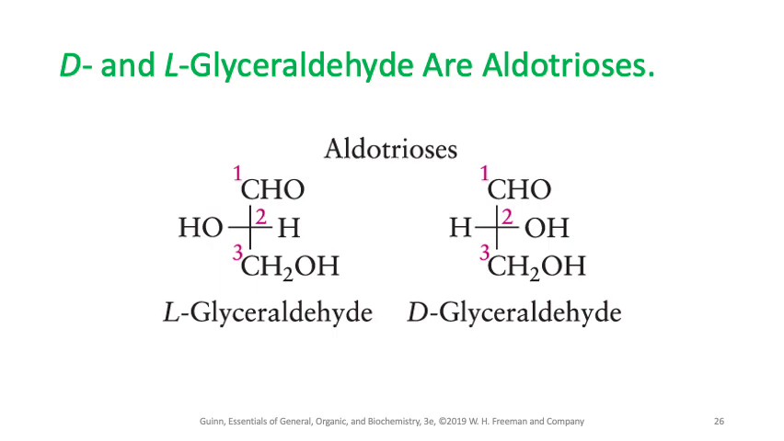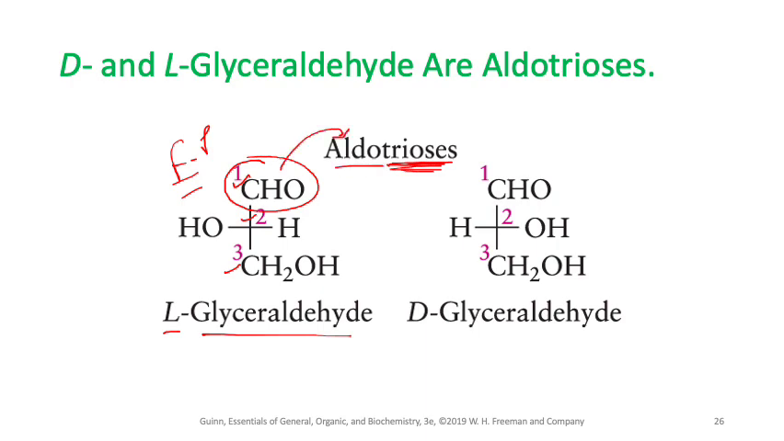Let's take an example over here. This is a Fischer projection of one of the molecules called L-glyceraldehyde. How many carbons do you have in there? 1, 2, 3. 3 carbons is triose. And then what kind of group do you have in there? Aldehyde. So aldotriose. This L-glyceraldehyde is your aldotriose. And why is this L? Because of the chiral center configuration, the OH is on the left-hand side, so this is L. Why is this D? Because this OH is on the right-hand side on the chiral center, so this is D. L or D, aldotriose.